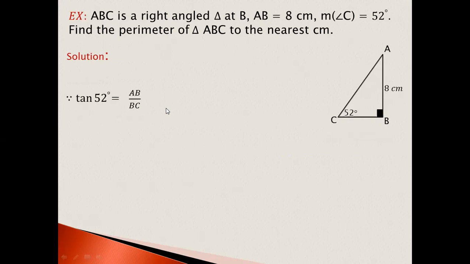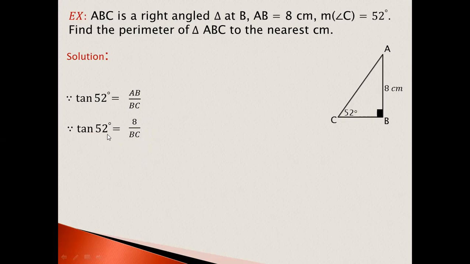What should I do? We know that the relation between the side AB, the side BC and the angle C is tan, because tangent of the angle C, or tangent of 52, equals the ratio between AB and BC. We know that AB equals 8 and BC is missing. We need to find the length of the side BC.